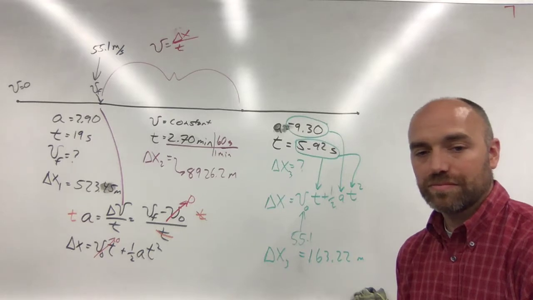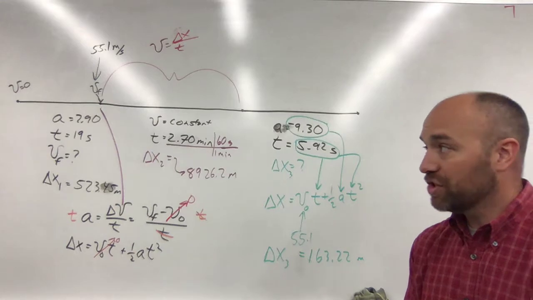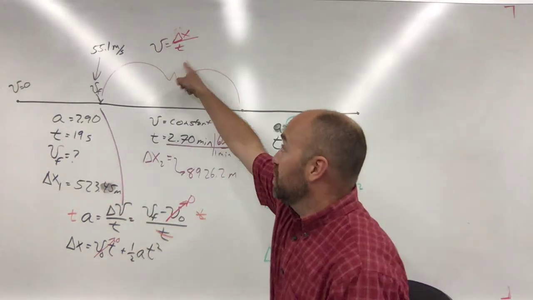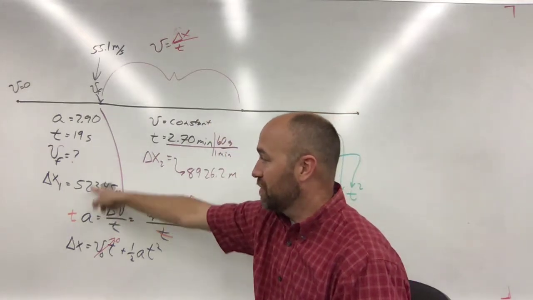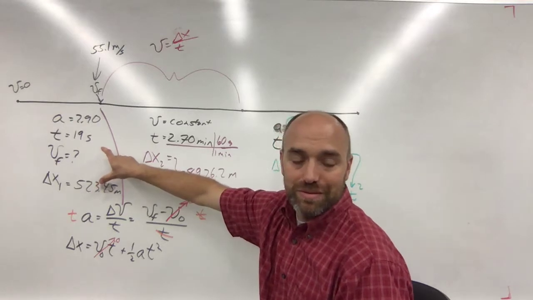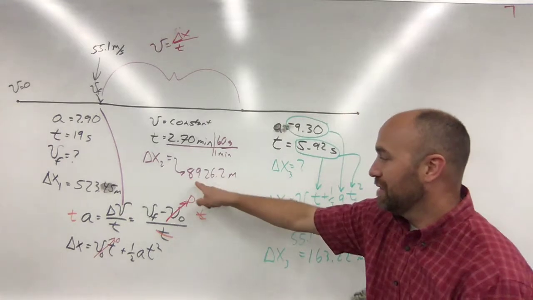You could do the first one, couldn't you? Yep. Equation number one. So the average speed for leg one is, there's the equation. Equation number one, delta x over t. Grab your delta x, grab your t, find the quotient. Divide this by that. And then do the same thing here.